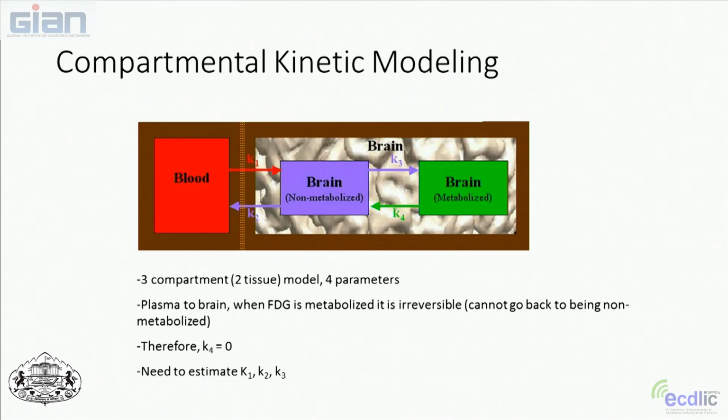In this type of model, we would assume that once the tracer goes from the blood to the brain, it's not metabolized, and once it's metabolized, it can't unmetabolize. So in this case, our K4 constant would be set equal to 0, and you need to model K1, K2, and K3. Again, you would do this by collecting the blood, measuring how much tracer is in the blood, and then measuring what's being used in the brain with the PET scans.